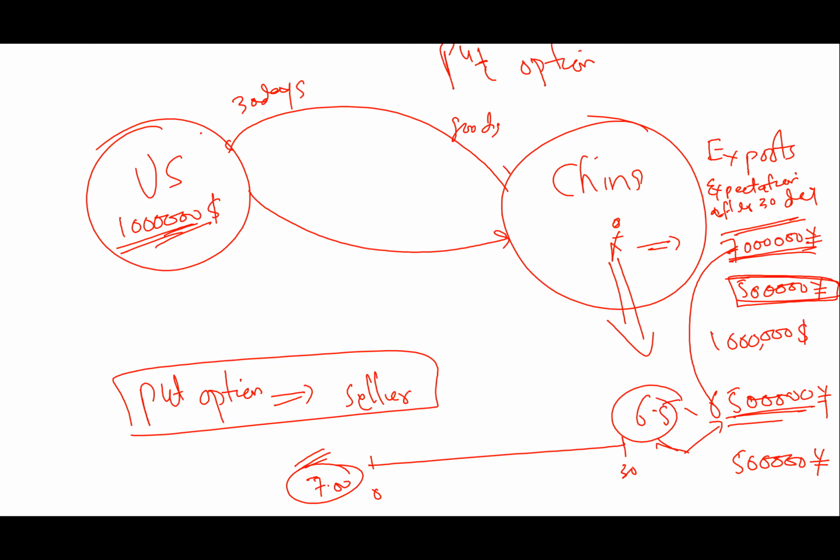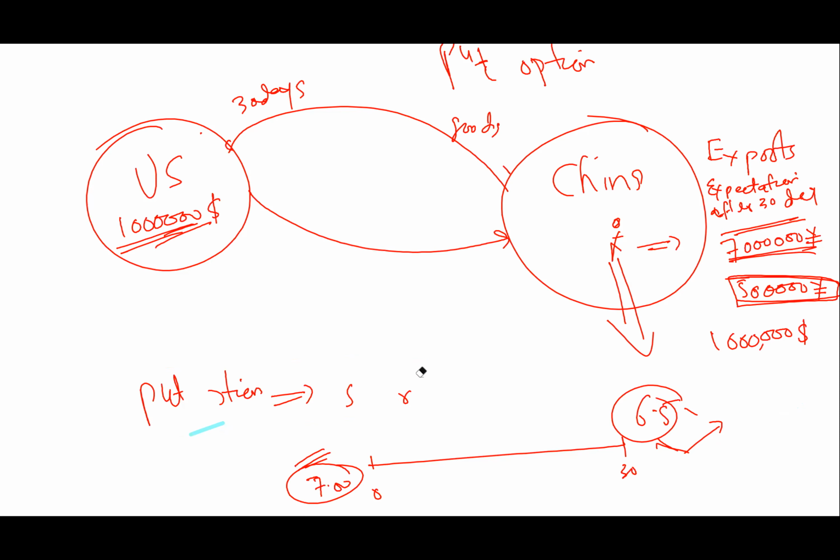Now, in order to get rid of this risk that in future I may receive a smaller amount of money, the Chinese guy, which is the seller, right, enters into a contract with some foreign exchange dealer, and he says, enter into a contract.